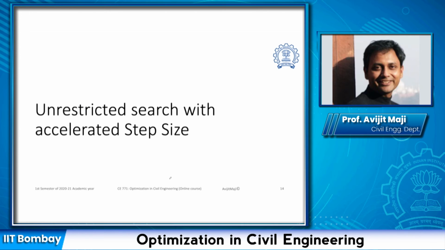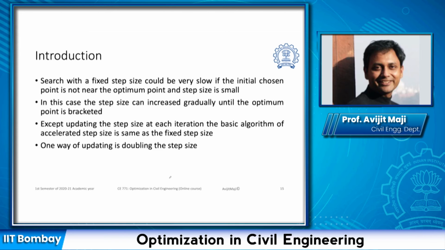So here we'll be discussing the unrestricted search with accelerated step size. In this method, we are actually using a step size which changes at each iteration. In order to reach our optimum value, or very close to our optimum value, we can increase the step size at each iteration.